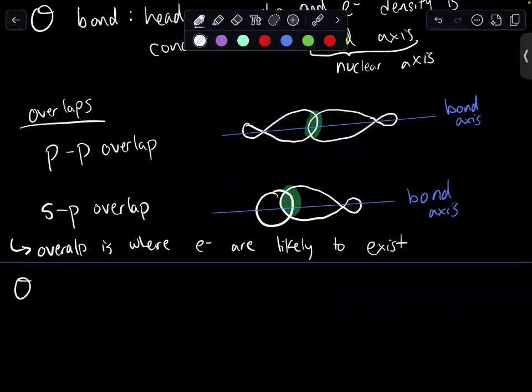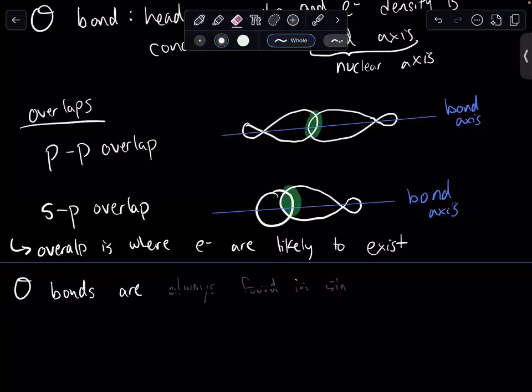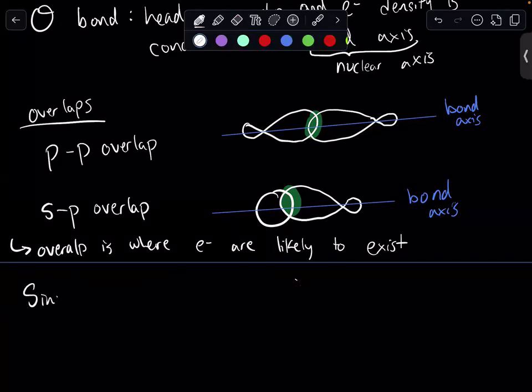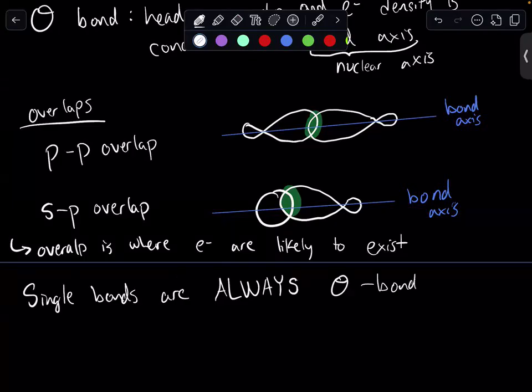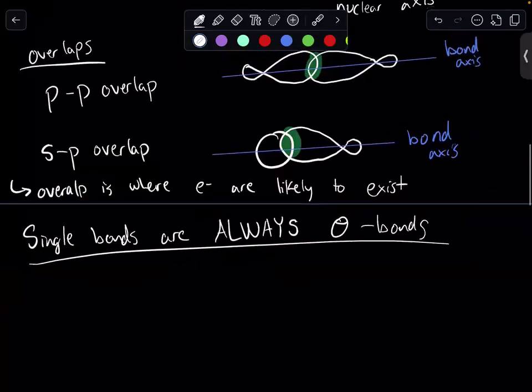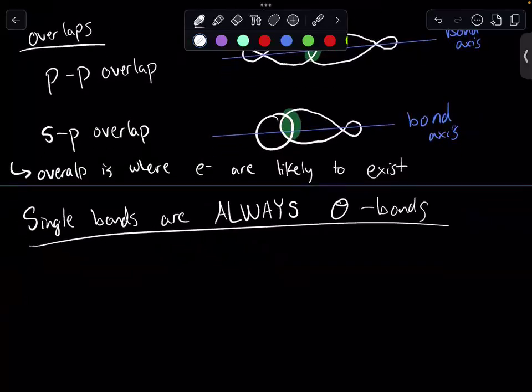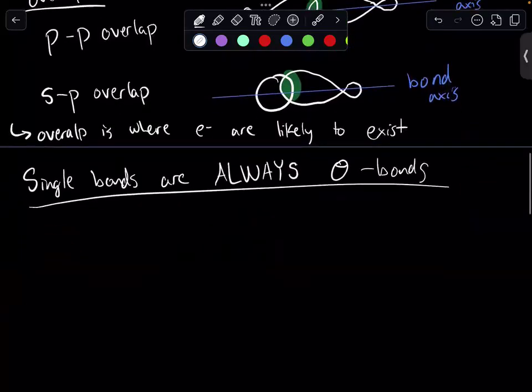Last thing we need to note is that single bonds are always sigma bonds. So every time you see a single bond, that is going to be a sigma bond. It's an overlap on the bond axis of either s and s, s and p, or p and p orbitals.